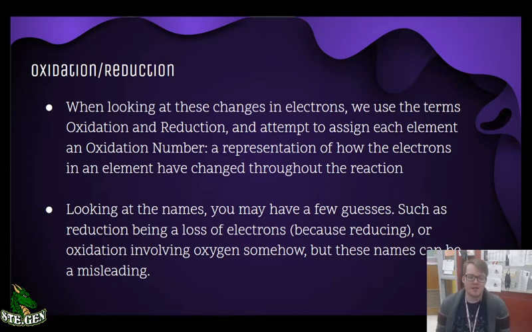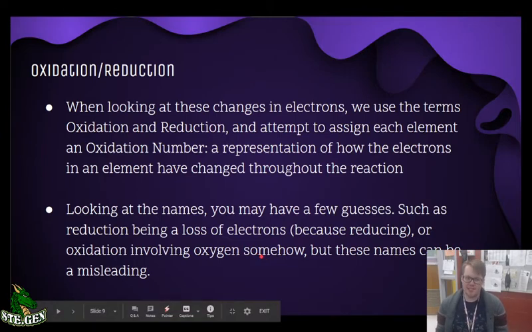And then oxidation numbers are not locked in for most elements. There's a couple of them that are, but oxidation numbers have to be determined on a given chemical's basis. And it can change from side of reaction to side of reaction, which is kind of what we're going to look at here. So looking at the names, you may have a few guesses, like reduction meaning you're reducing something, and oxidation involving oxygen, but these names are very misleading.